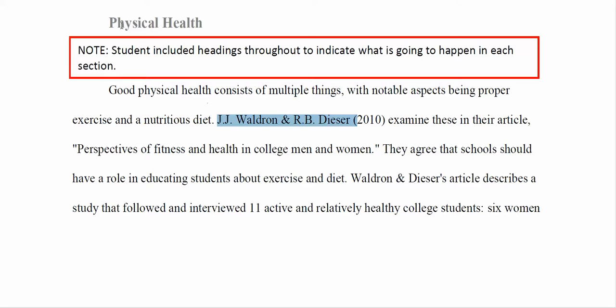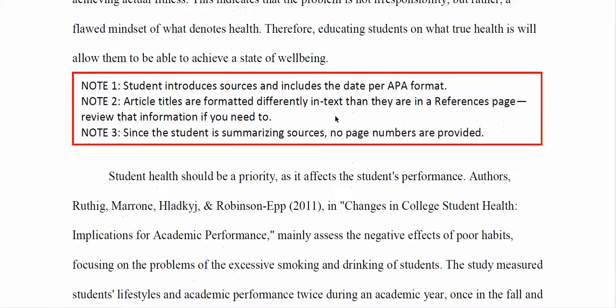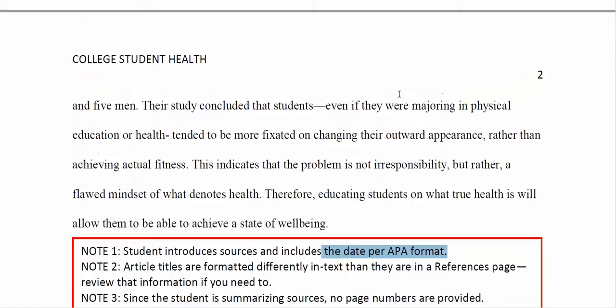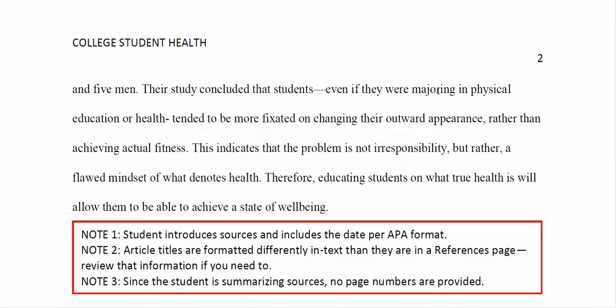All right? So she has her physical health heading. And the first source she comes to is this one by Waldron and Deeser. See, she has her date here. And she even... well, this one she did incorrectly in terms of capitalization. But there's her article, and she talks about it. And you'll notice as you go through, and I've got 3 notes for here, student introduces sources, includes the date per APA format. She introduced these 2 authors who wrote this article in 2010, right? She included that because that's what APA asked for.